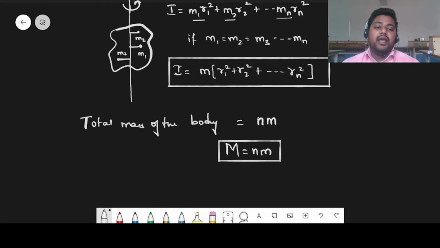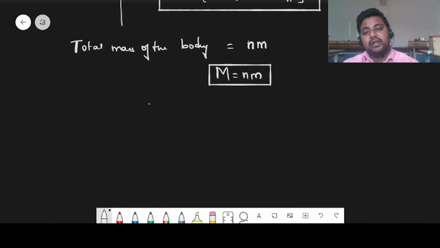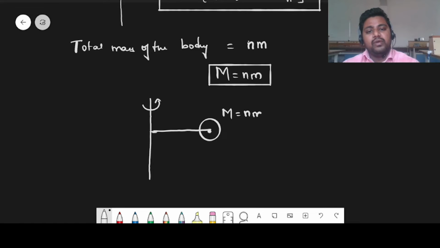Let's say, according to the condition of radius of gyration, all these particles are assumed to be at one particular point, that means the entire mass of that object is assumed to be at that one point. Let's say this is the axis of rotation and the entire object mass, which you are writing as capital M, is equal to nm. It is at some distance k. Now the distance that you will get by assuming the entire mass at one particular point from the axis of rotation is what we call the radius of gyration.